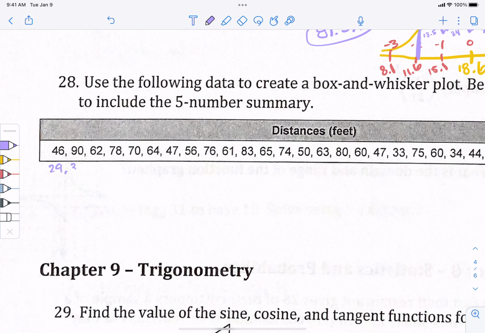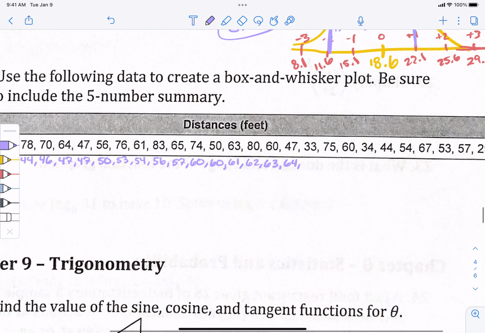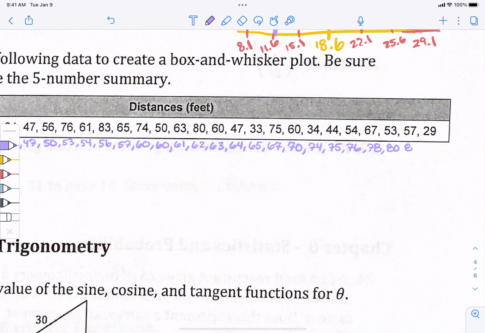29 is the smallest. 33, 34, 44, 46, two 47s, 50, 53, 54, 56, 57, 60, another 60, 61, 62, 63, 64, 65, 67, 70, 74, 75, 76, 78, 80, 83, and 90.